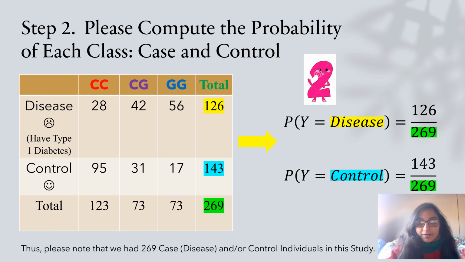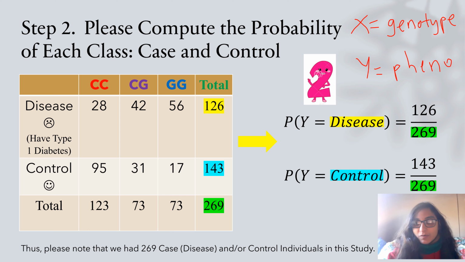So usually the way that it goes is that we have, let me use another color, X is equal to genotype, and then our Y equals our phenotype, like what we observe, like the disease status, like if we have diabetes or not, and we're just trying to map from one to the other. So that's what we're trying to do here.